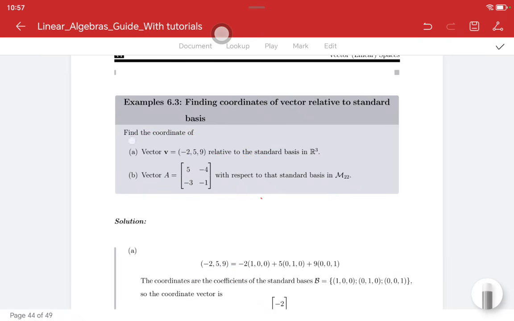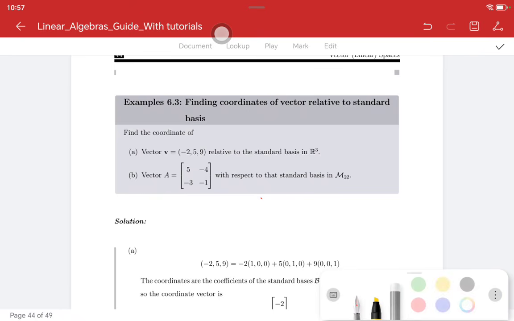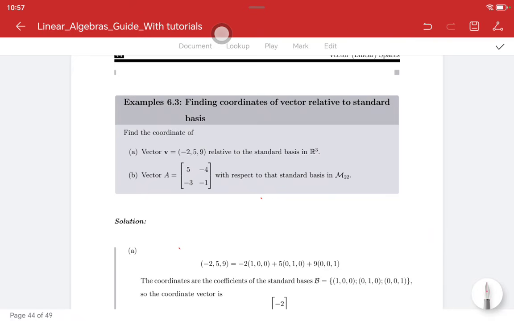Now we come to this one. They say a vector A is equal to, with respect to the standard basis of M22. Now the standard basis of M22 here, B will be equal to, the first one, the 1 will come here.